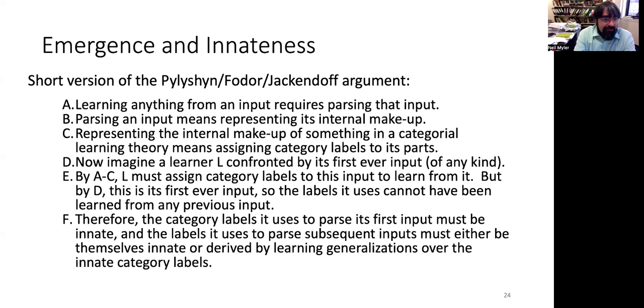Premise A, learning anything from an input requires parsing that input. Premise B, parsing an input means representing its internal makeup. Premise C, representing the internal makeup of something in a categorical learning theory, so one where you're trying to learn categories which are symbols that you can perform computational operations on, right? If you're in a theory that's supposed to account for the learnability of something of that nature, then representing the internal makeup of something means assigning category labels to its parts. All right, that's premise C.